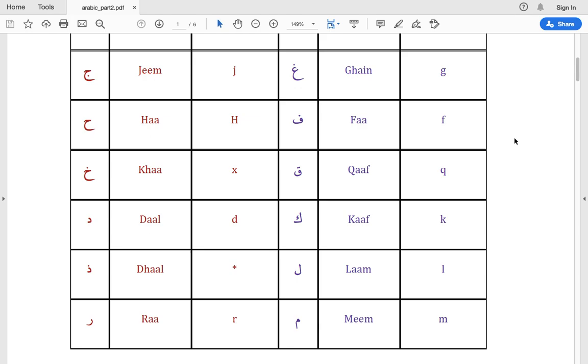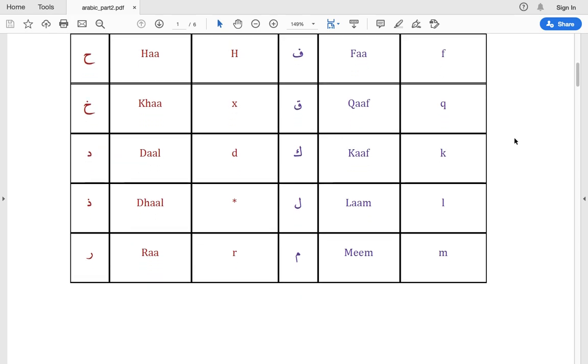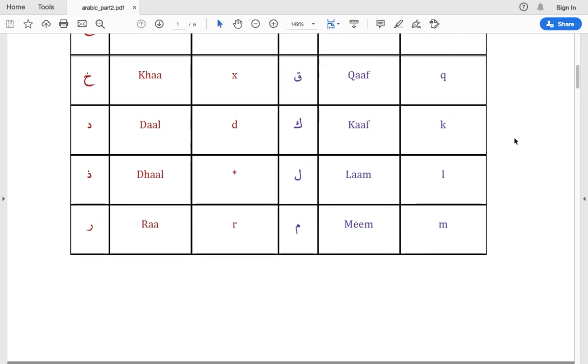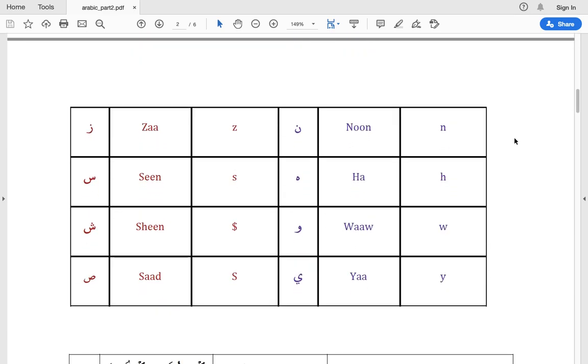Next is Kha. Next is Dal. Next is Zal. Next is Ra. Next is Za. Next is Seen.